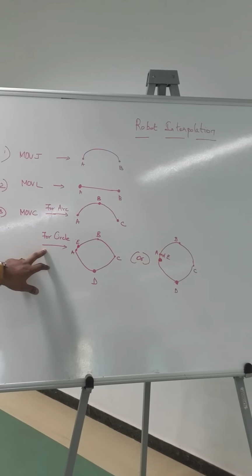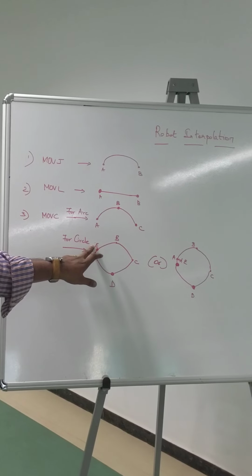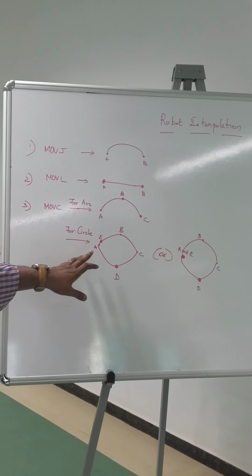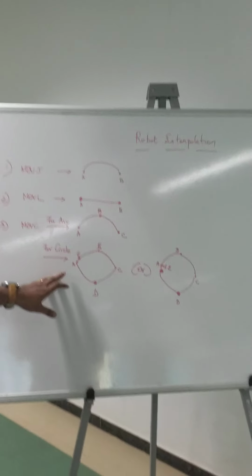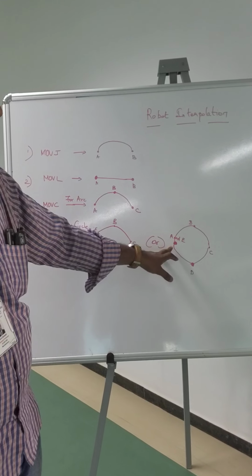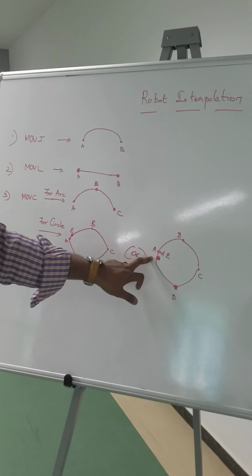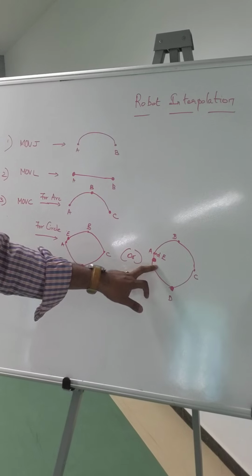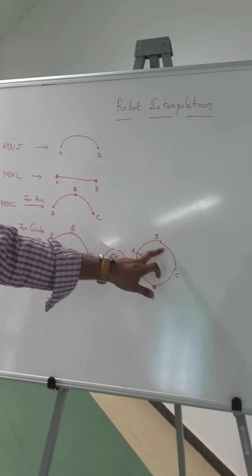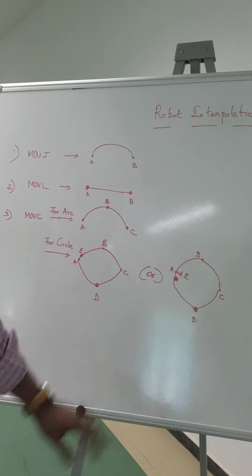For a circle, we start from point A, B, C, D, and finally E. This many points you should specify for the circular trajectory. And this is another form of defining the circular trajectory from point A to point E. A and E are the same points. We start from point A, point B, we go to point C, point D, and point E. So A and E are the same points.